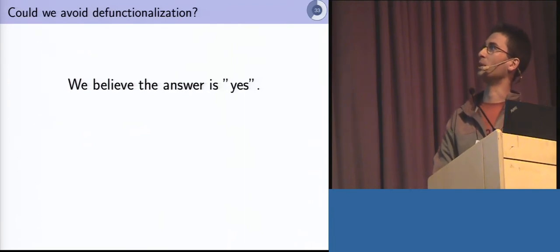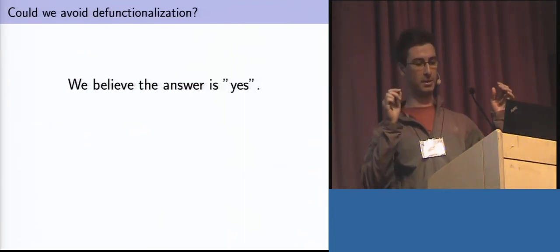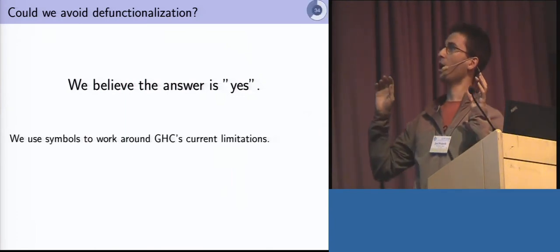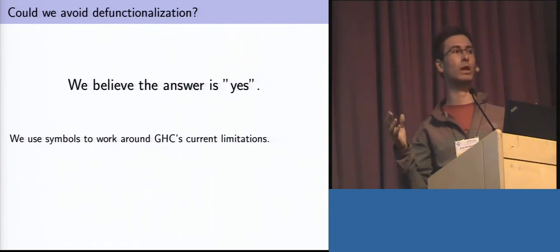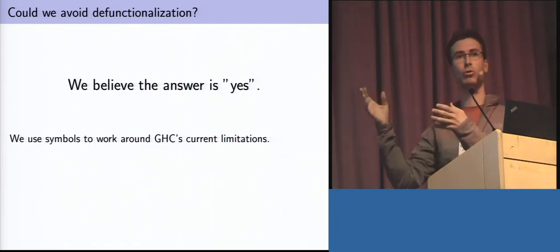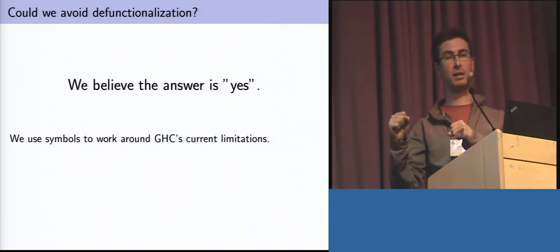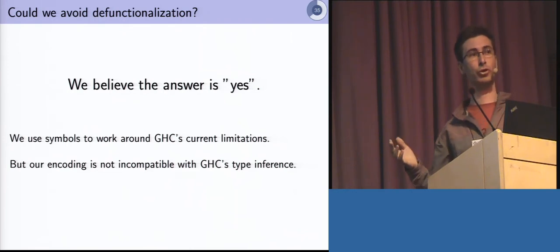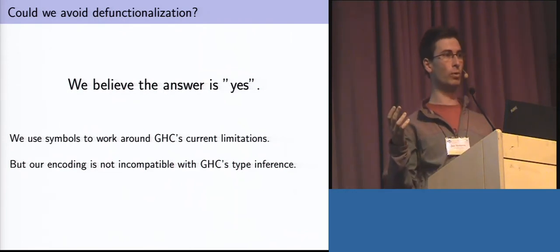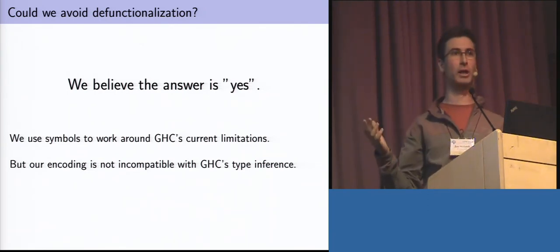And Richard and I believe that the answer to this question is yes. We could avoid the functionalization. That is, we have used these symbols because we had to, because GHC wouldn't allow us to write partially applied families, so we've constructed this workaround. But the important thing is that once this workaround is in place, it actually works. That is, it is not incompatible with GHC's type inference assumptions, right? We have partially applied type families, and GHC's type inference didn't break.